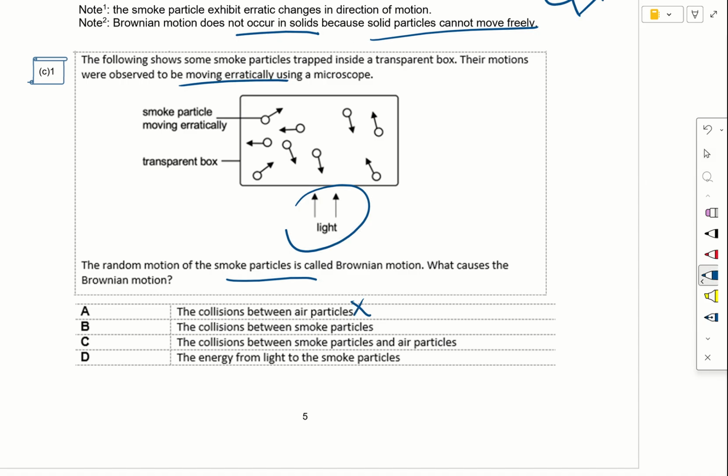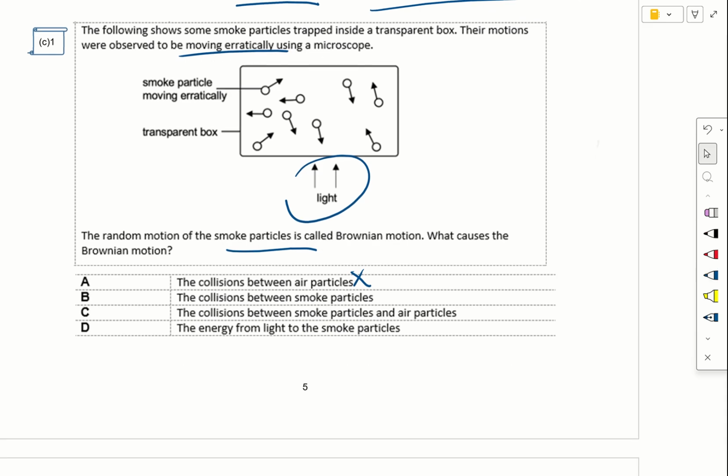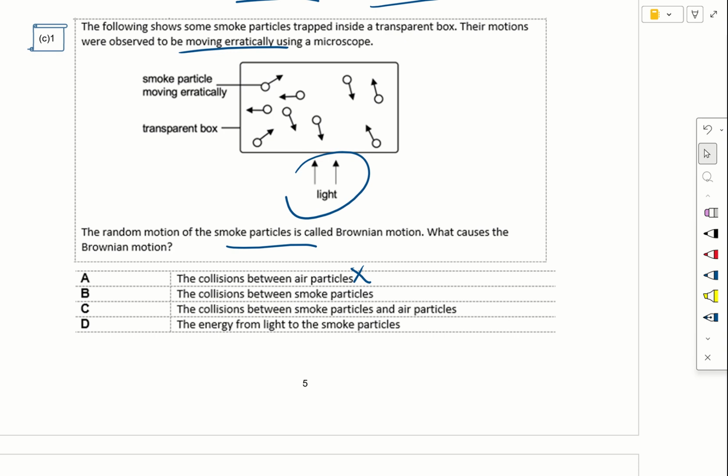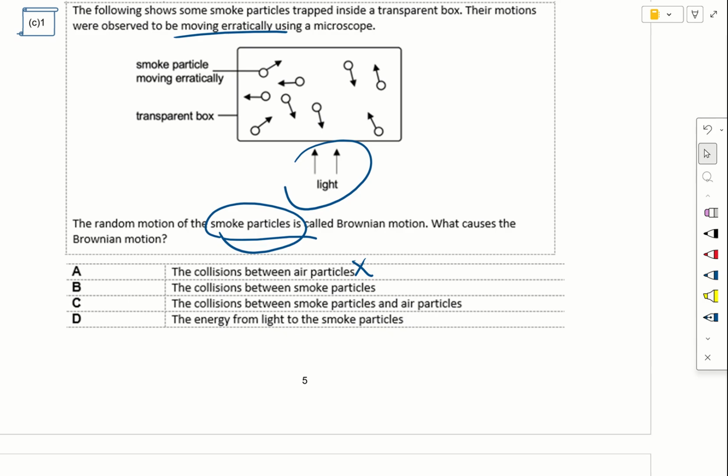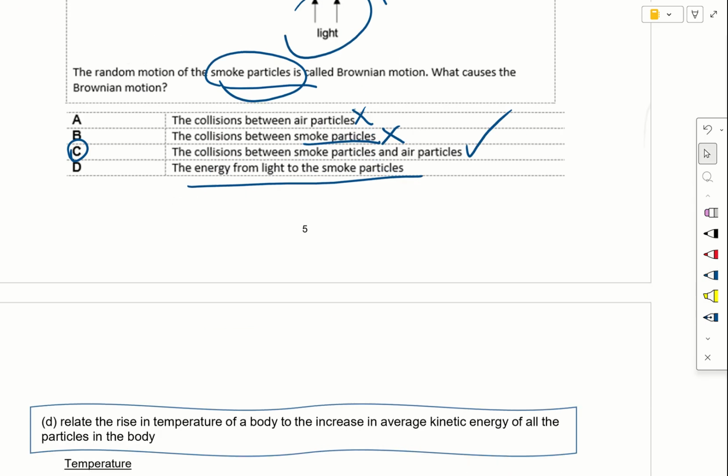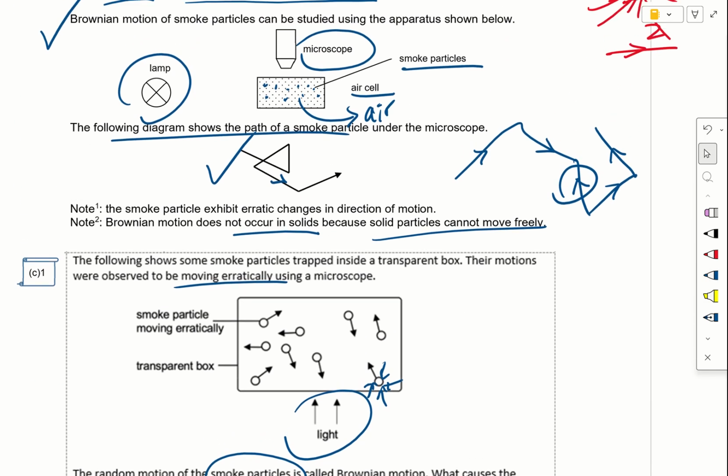That is not correct, because if air particles collide, I wouldn't be able to see anything. And now the focus is on the smoke particles. What causes them to move about in such a manner? The collision between smoke particles, that is not correct. It is the collision between smoke particles and air particles, and this is the answer. The air particles are colliding with the smoke particles. The energy from the light to the smoke particles, that is not correct. So this is success criteria A to C.